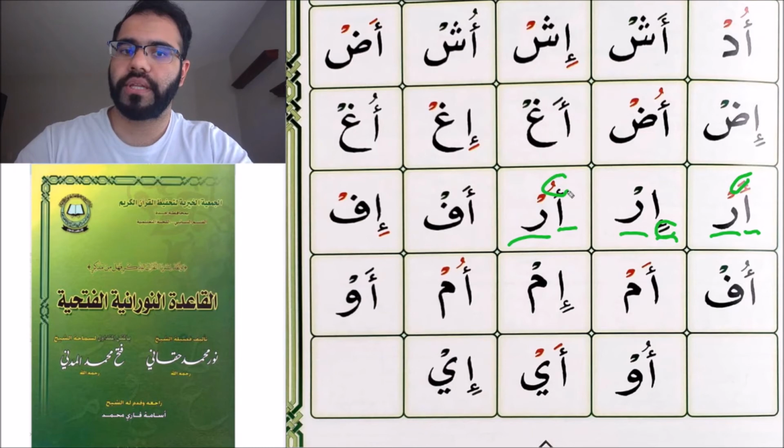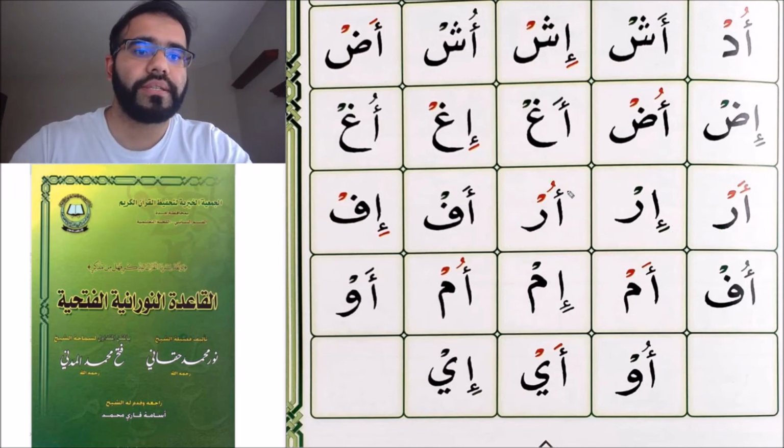If you remember in a previous lesson, I did mention that if ra has a fatha or a dhamma on top of it, you want to make sure that you give it a full mouth sound. And if there's a kasra under ra, you want to give it a very empty mouth sound. Now the same applies to this lesson here.